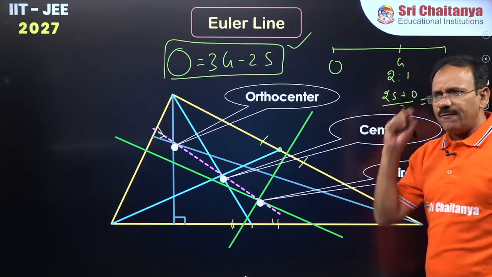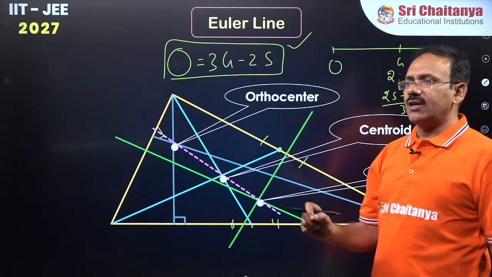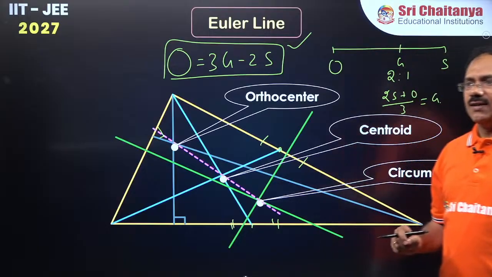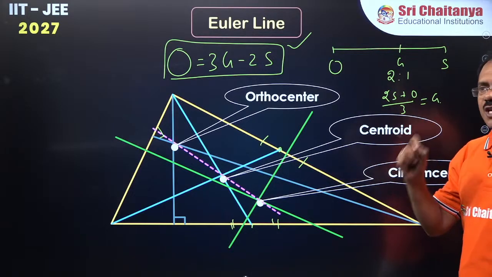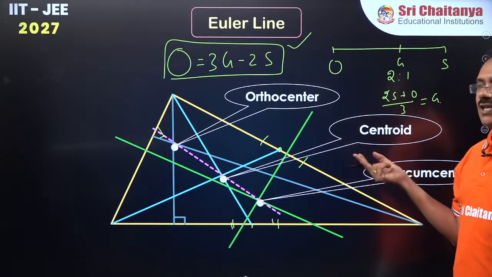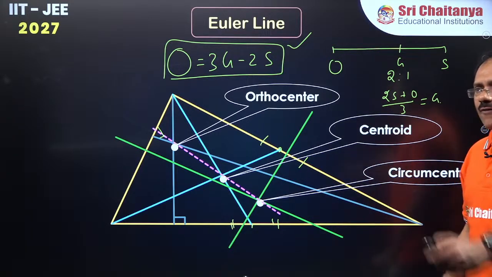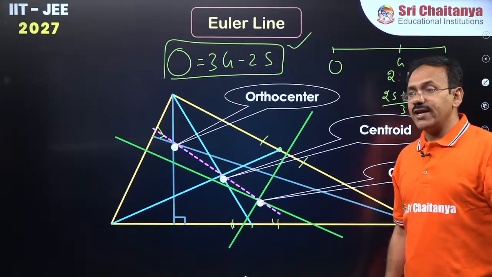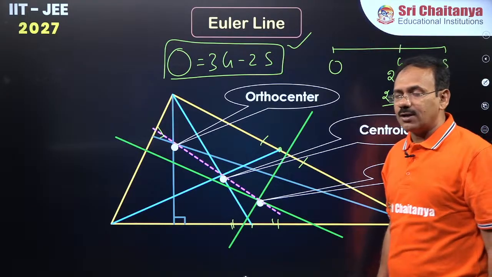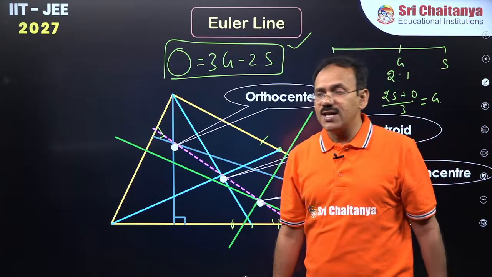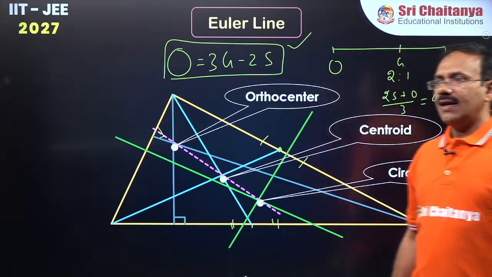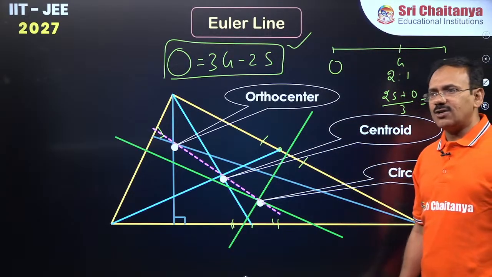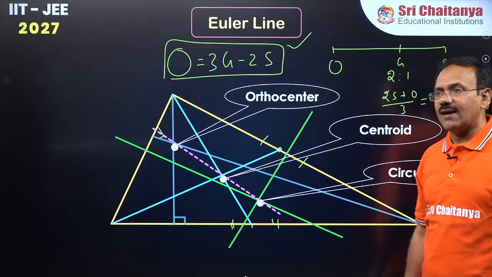So wonderful a result, a very important result in a triangle. In a triangle, if two of O, G, S are given, we can find the third. All of you type it here: O is equal to 3G minus 2S. Come on, quick. O is equal to 3G minus 2S. Quick. The incenter is nothing but the point of concurrence of internal angular bisectors.